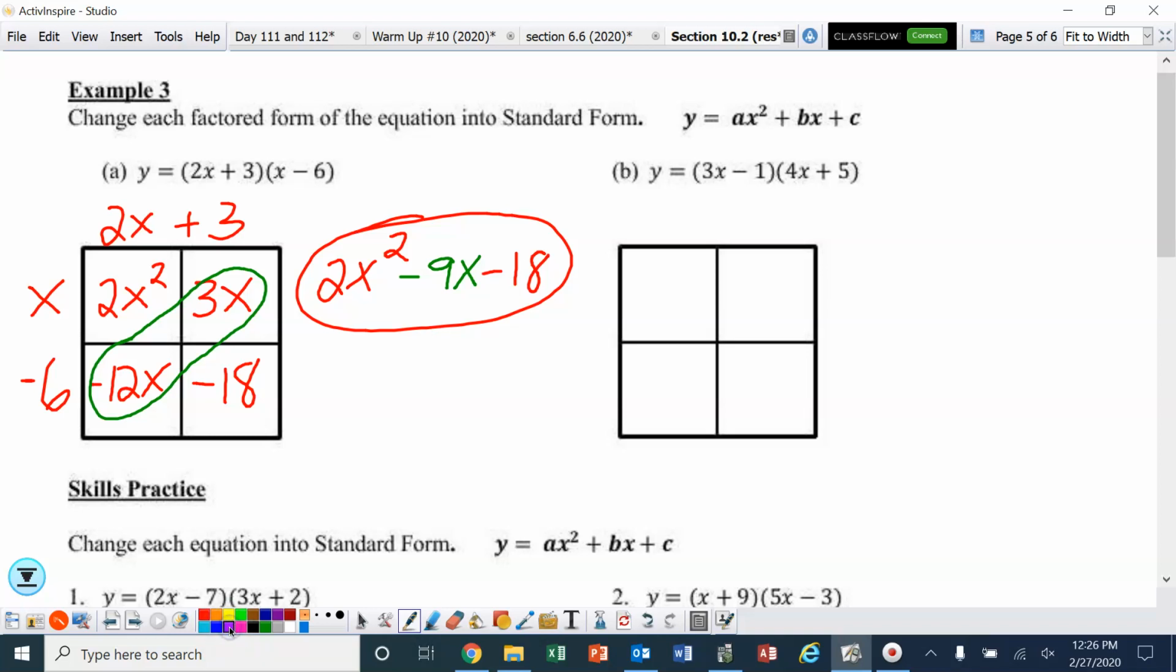All right, let's look at the next one. This is the last example. So we've got 3x minus 1, and we've got 4x plus 5. All right, I'm going to fill in each box by multiplying. 3x and 4x makes 12x squared. Negative 1 times 4x is negative 4x. 3x times 5 is 15x. And negative 1 times 5 is negative 5.